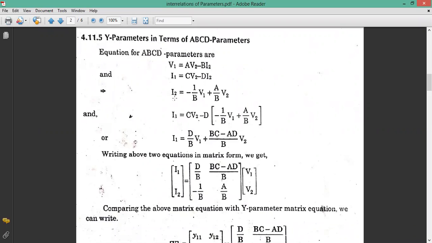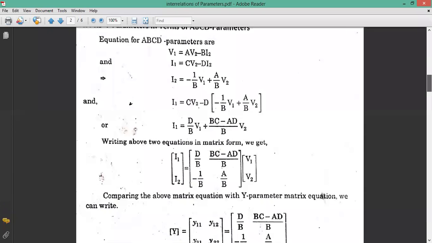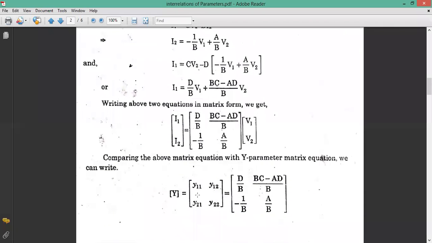Now you have two equations for I2, and two equations for I1. The Y parameter says I1 and I2. Now when you compare this I1 and I2, you can see the matrix, that is Y is equal to Y11 Y12 Y21 Y22, which is simply D/B, (BC minus AD)/B, -1/B, and A/B.